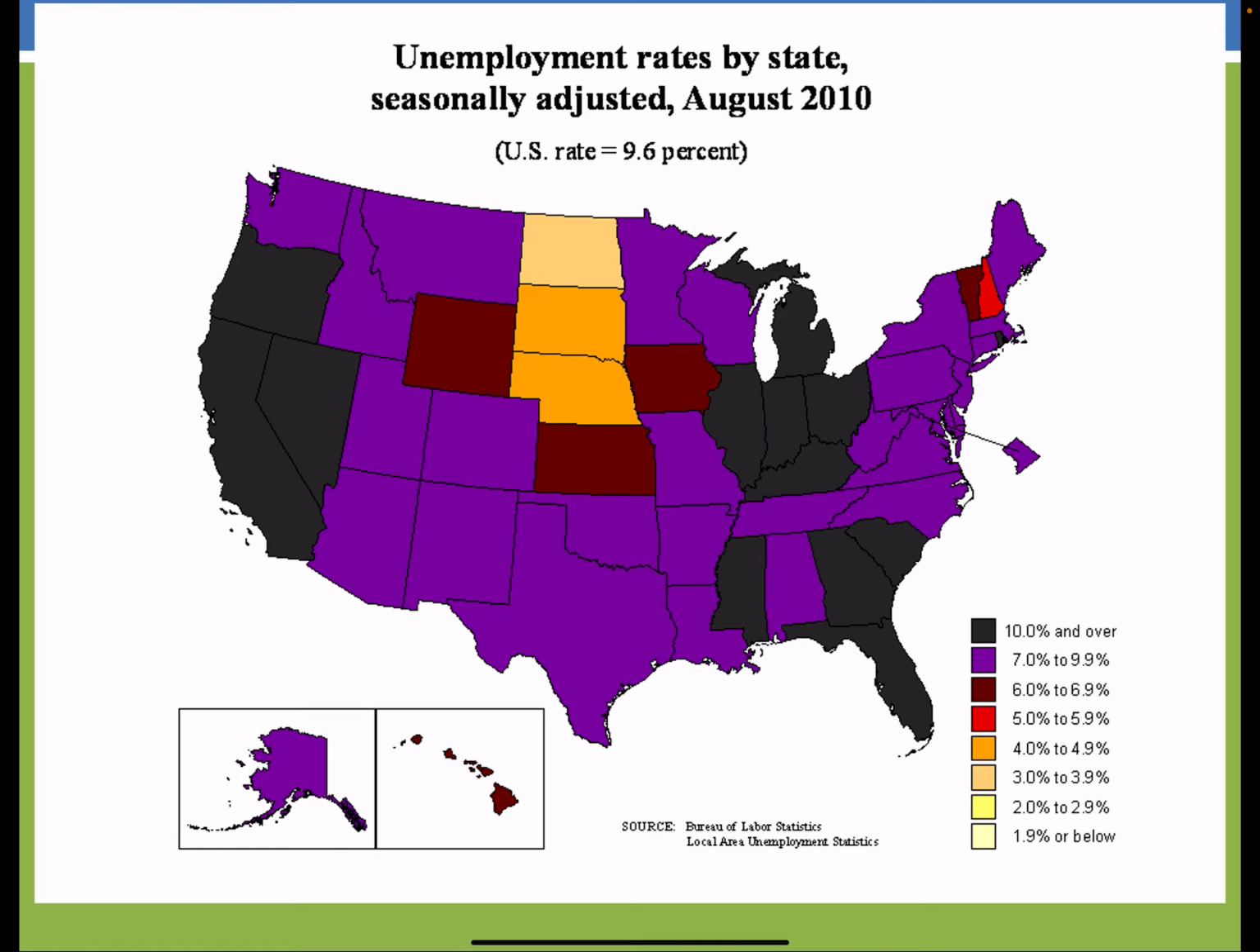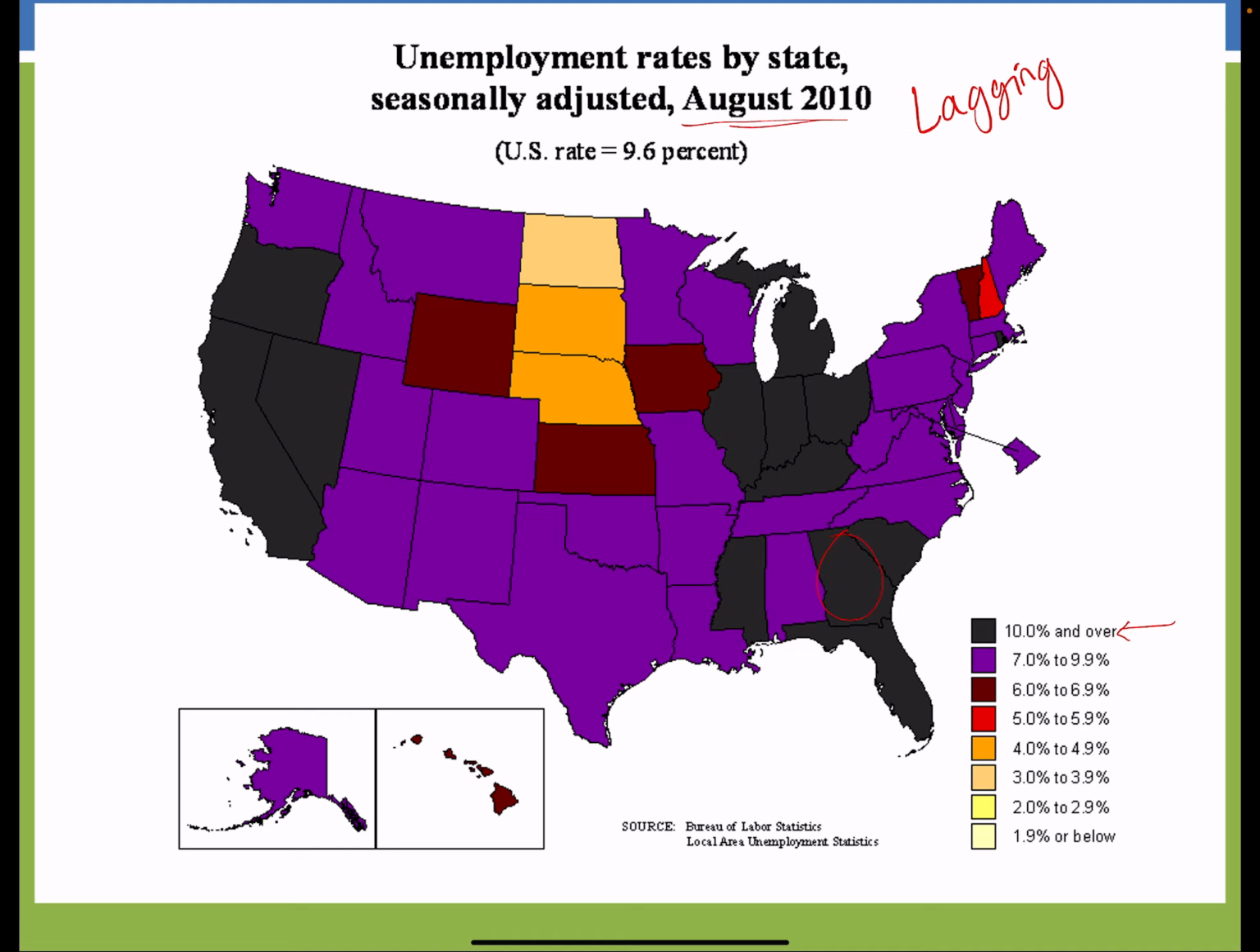And then we fast forward a year and a half. The recession actually had ended. But remember, what did I say? Unemployment is a lagging indicator. So by August of 2010, the Great Recession was officially over. Yet look at our unemployment rates now. Now we have more states in this top tier of 10% over, including our state of Georgia.